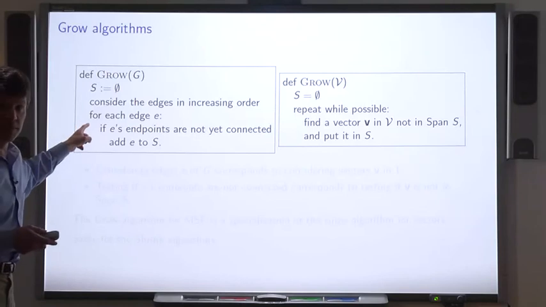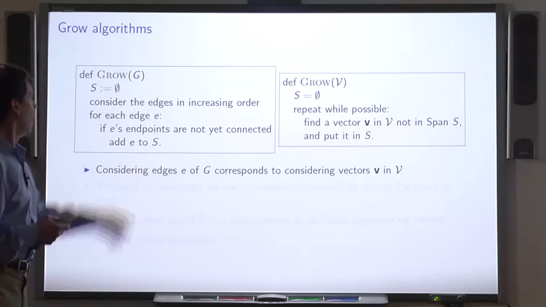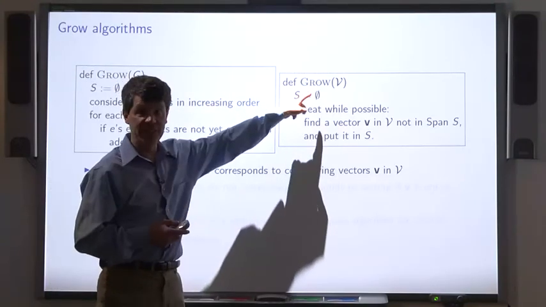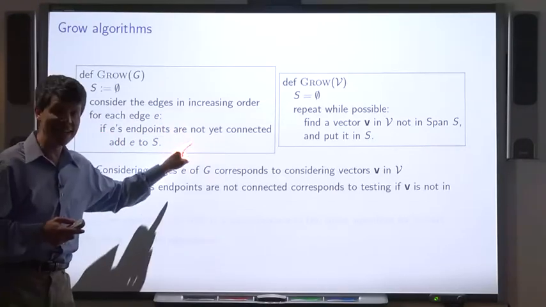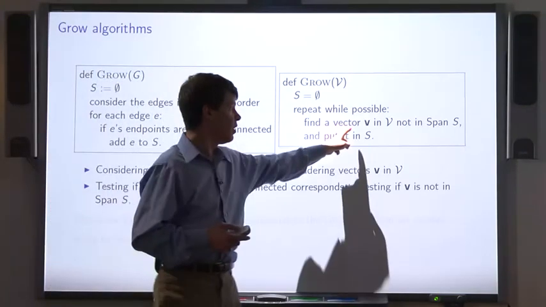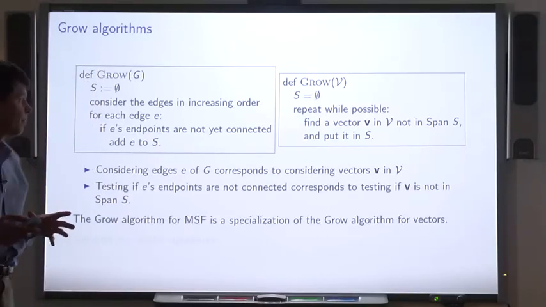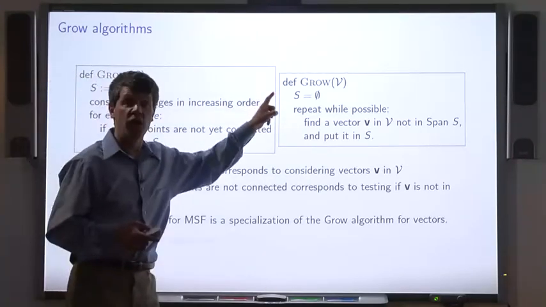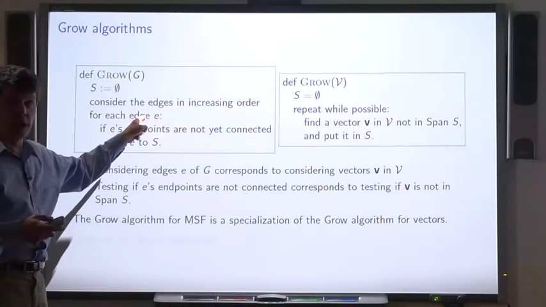Here's the GROW algorithm for minimum spanning forest, and here's the GROW algorithm for vectors. Considering the edges of the graph corresponds to considering vectors in the vector space. Testing whether an edge's endpoints are connected using edges we've already added to S corresponds to testing if a vector lies in the span of the vectors we've already selected. So the GROW algorithm for minimum spanning forest is a specialization of the GROW algorithm for vectors. We can force this to make choices that exactly mimic the execution of this algorithm.